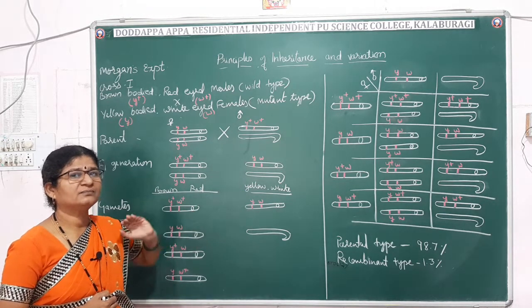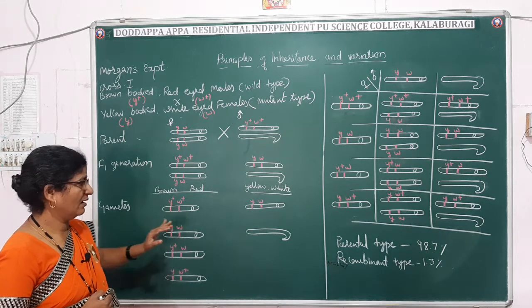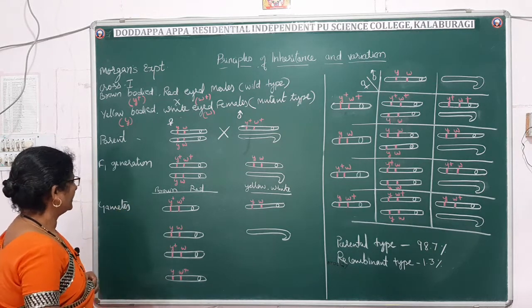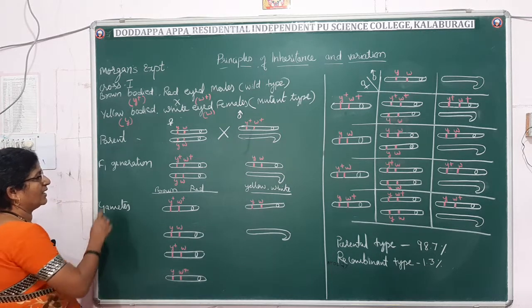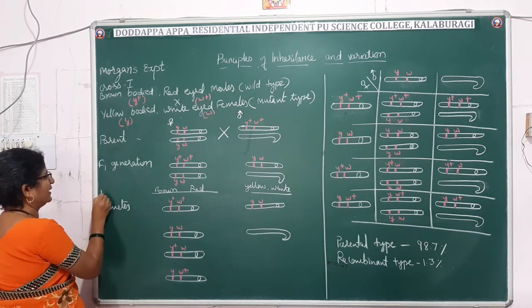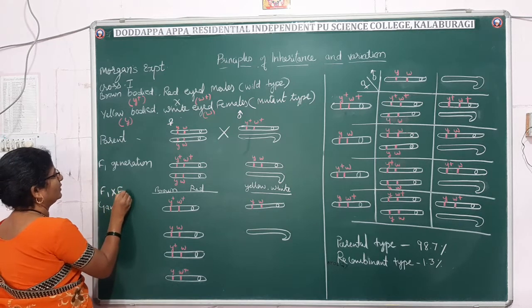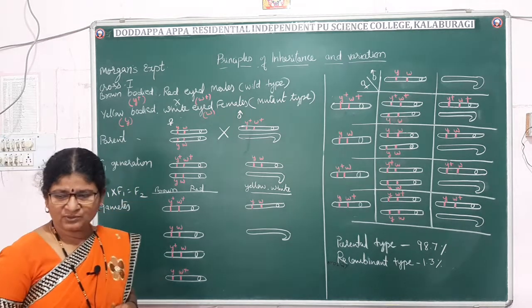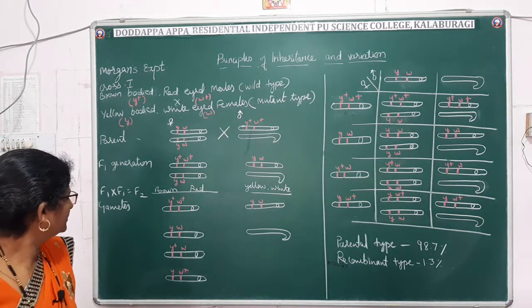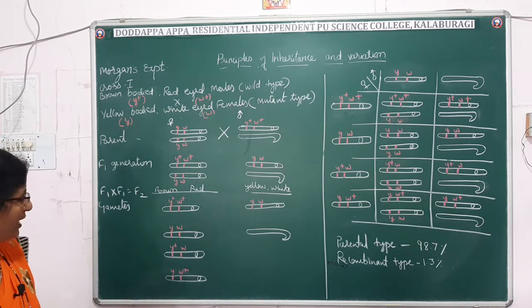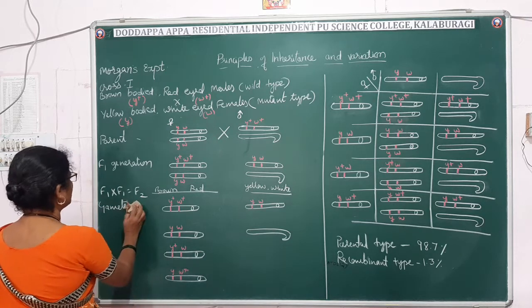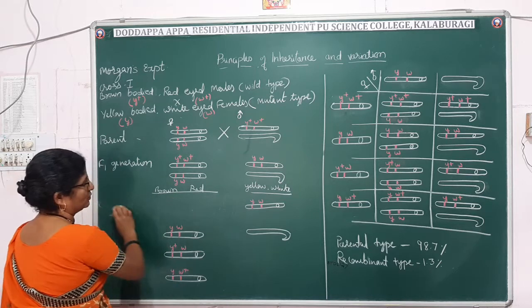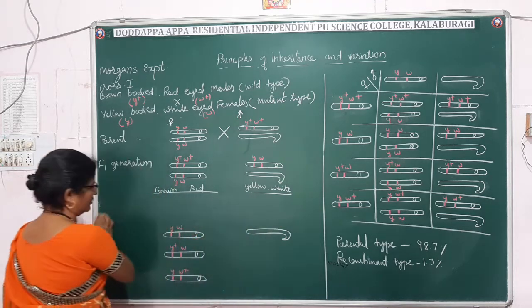What is the third Mendel step? Selfing of F1 progenies to get the F2. So next he did the selfing. I did not write selfing here, so let me write F1 into F1 to get the F2 generation. Till now this has not been asked in the annual exam, but still you have to know how to work this out.